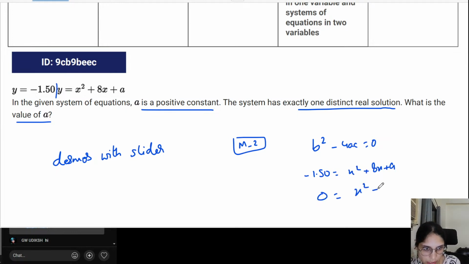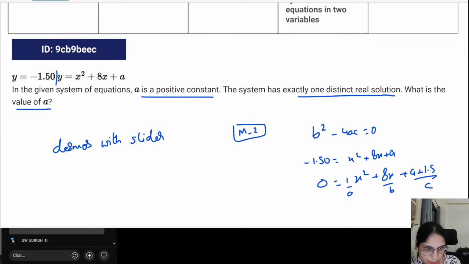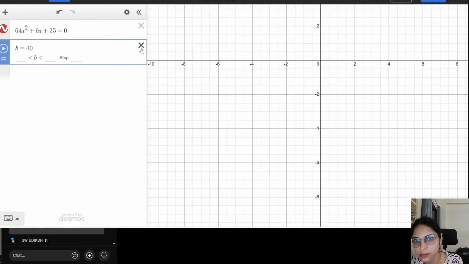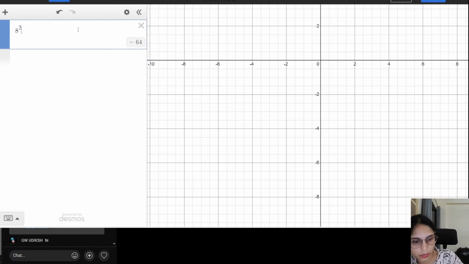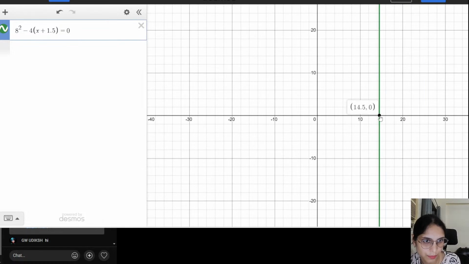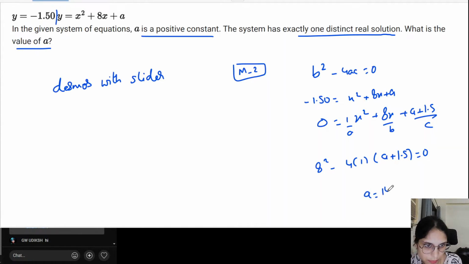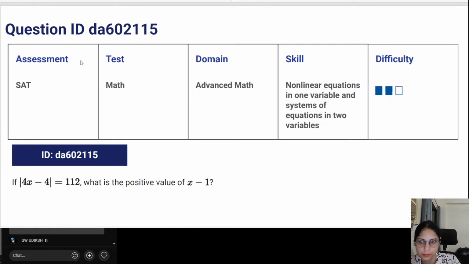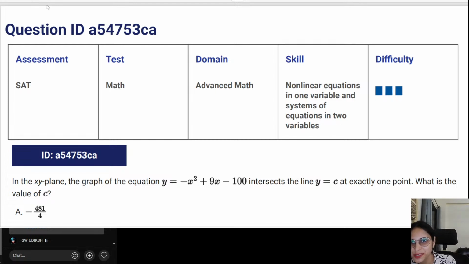Add 1.5 on both sides. This is your B, this is your A. This entire thing is your C. So 8 squared minus 4 times 1 times A plus 1.5 has to equal 0. 8 squared minus 4. Instead of A, I will write X. 14.5. Yeah, so 14.5 is your answer. Okay. Thank God you were able to do it.